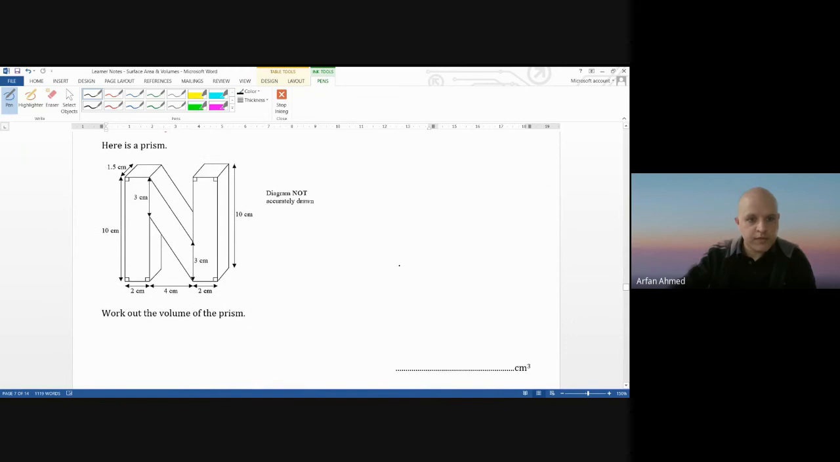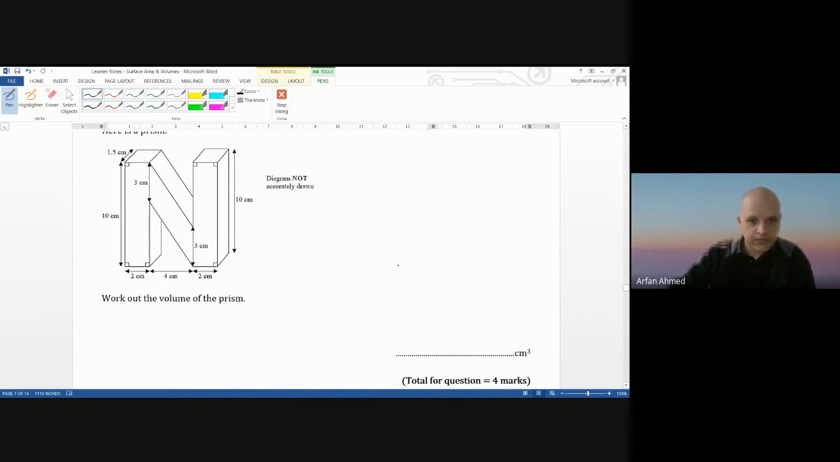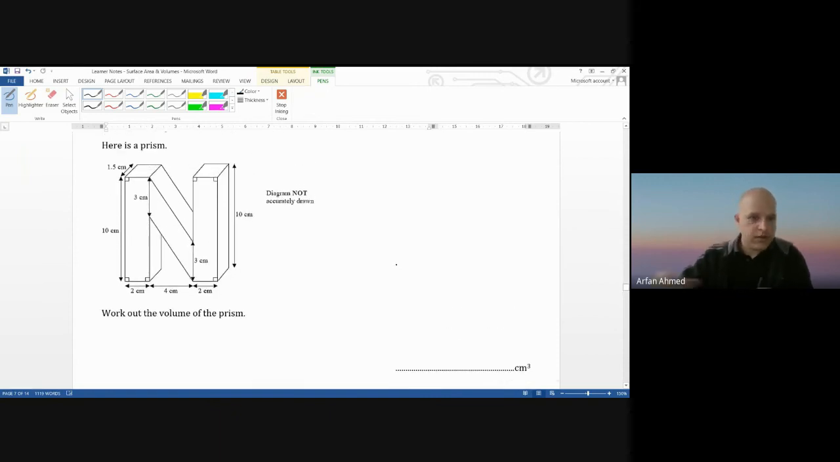Next one, here's a prism. Oh wow, look at that. Work out the volume of the prism. Wow, how many marks is that for? So we're gonna have to work out the volume with the formula: cross section times the length. So technically, the cross section in this case is that front end shape, isn't it? That bit there.